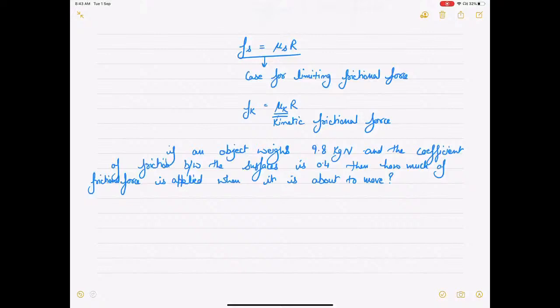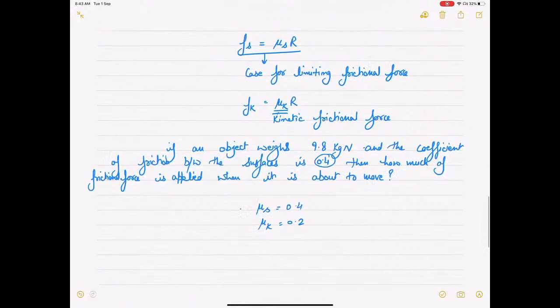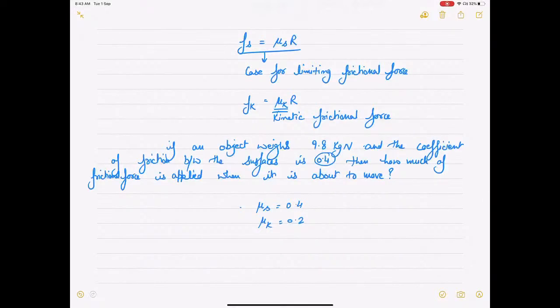I'm still not getting the answers, so I'll explain this. This value, let's say this is mu s, static frictional coefficient 0.4, and you have been given mu k to be 0.2. Now, as you can clearly see, the static frictional force is not a single value, rather it's a range of values depending upon the value of mu s. Here what we have considered is the maximum value of mu s.